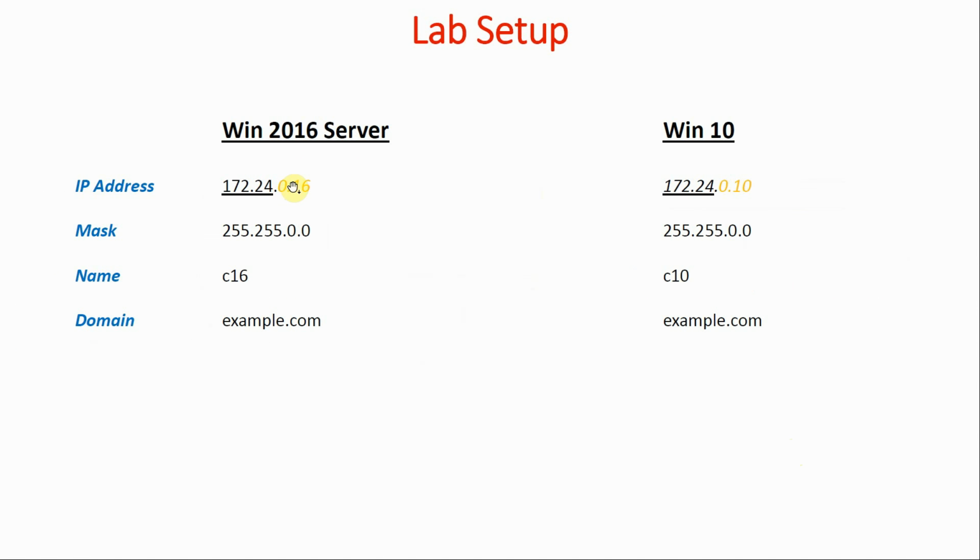That means 2016 having this address, Windows 10 this, mask, same here, name. Now after we have implemented the domain networking, so the whole name, fully qualified domain name will become as c16.example.com, c10.example.com.